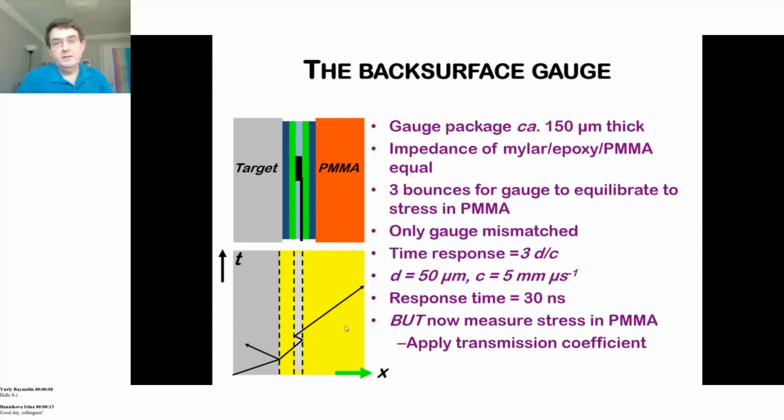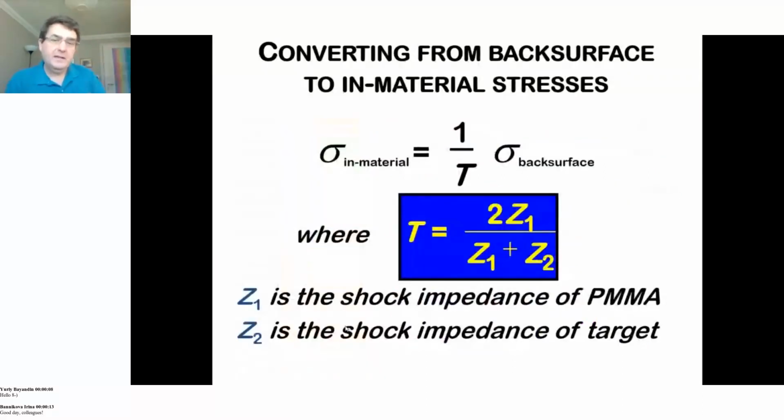So again, we've seen this equation before. It was in the last lecture. The amount transmitted, that's in the blue background there, depends upon the impedance of the perspex and the impedance of the target. You can ask me how I know in a shock environment where the stress is changing. How do I know what is the shock stress of the material?